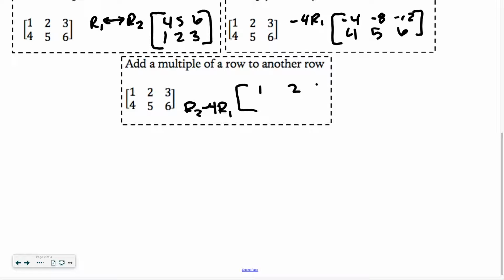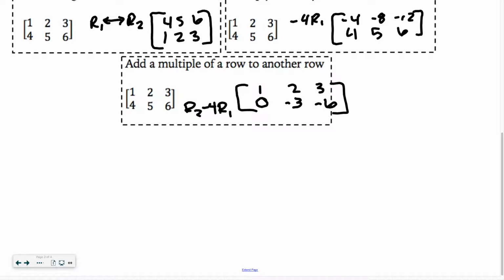So it's going to be 1, 2, 3. And you're really only affecting row 2 right here. So now I'm going to take the entry in row 2, which is 4, and I'm going to subtract 4 times row 1. So it would be 4 minus 4 times 1, which is 0. And then 5 minus 4 times 2, which is -3. And 6 minus 4 times 3. 6.